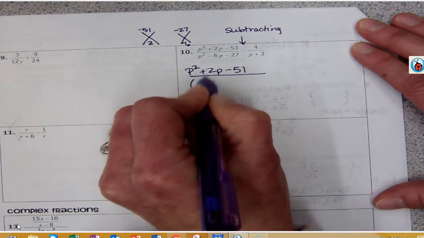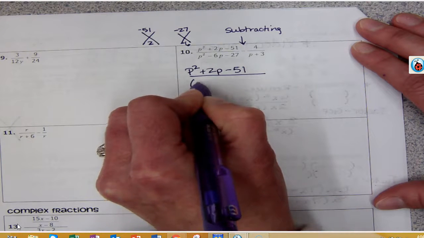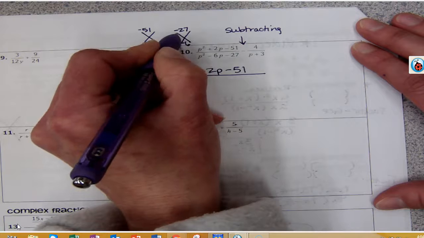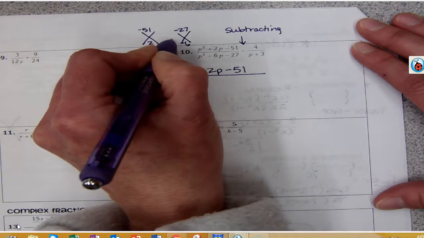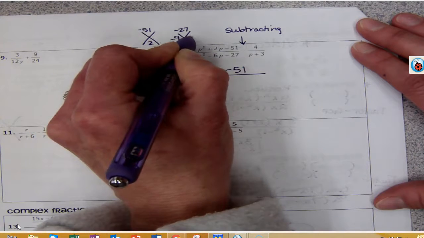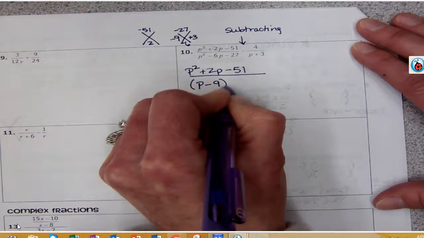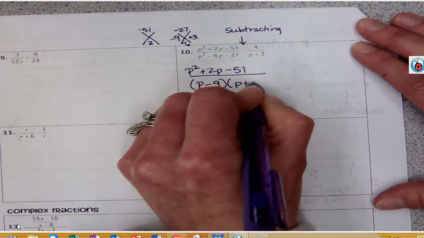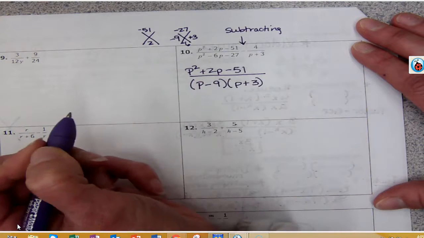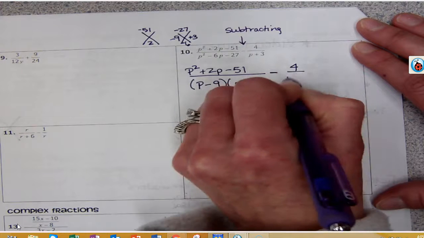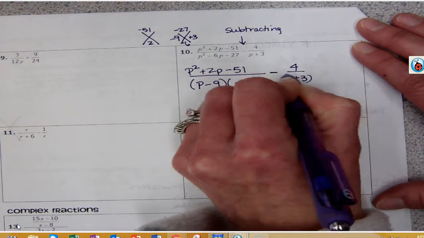Then I'm going to factor this into p. What two numbers are going to multiply and give me negative 27 and add to give me negative 6? That would be negative 9 and positive 3. So p minus 9, p plus 3, minus 4 over p plus 3.